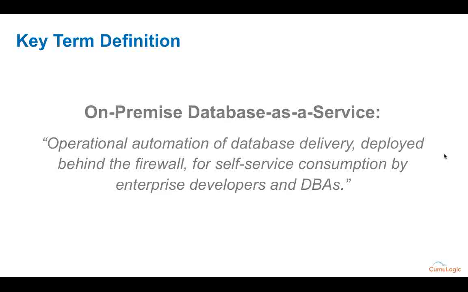So the first thing we want to do is define what CumuLogic means when we talk about on-premise database as a service. This is the self-service delivery of database engines within the enterprise environment, whether on top of a private cloud or utilizing bare metal resources. It's a very simple way for application owners, be they developers or administrators, to request a database via web form or API.